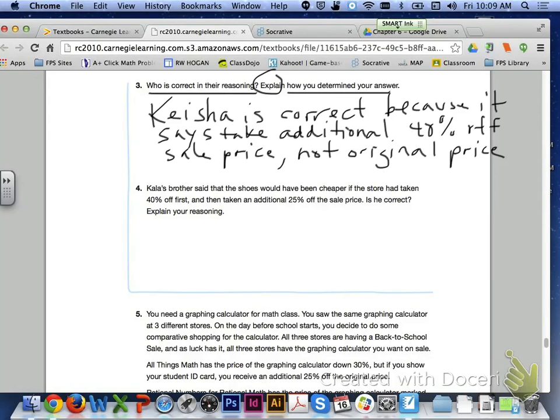If we take a look at number 3, Keisha would be correct in her reasoning because it says that you are going to take an additional 40% off of the sale price, not the original price. And that's what Kala ended up doing to determine her answer.